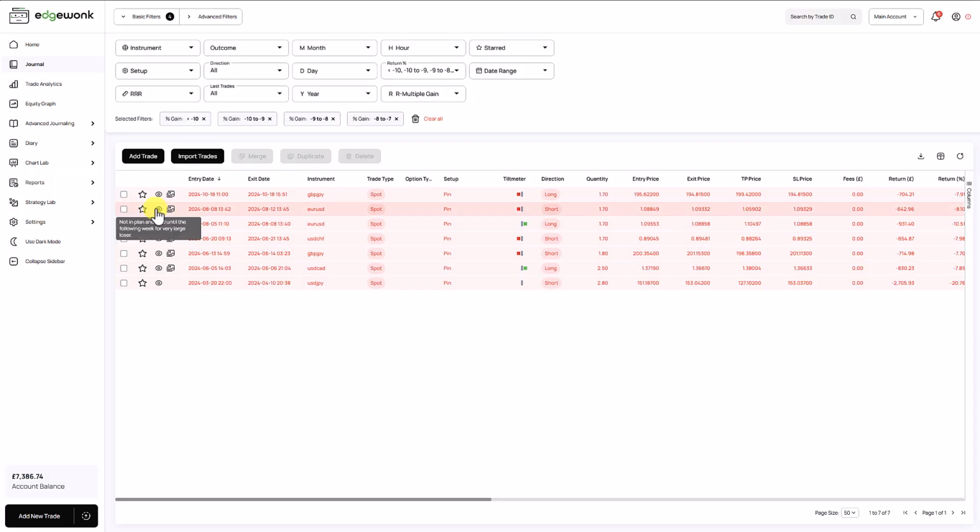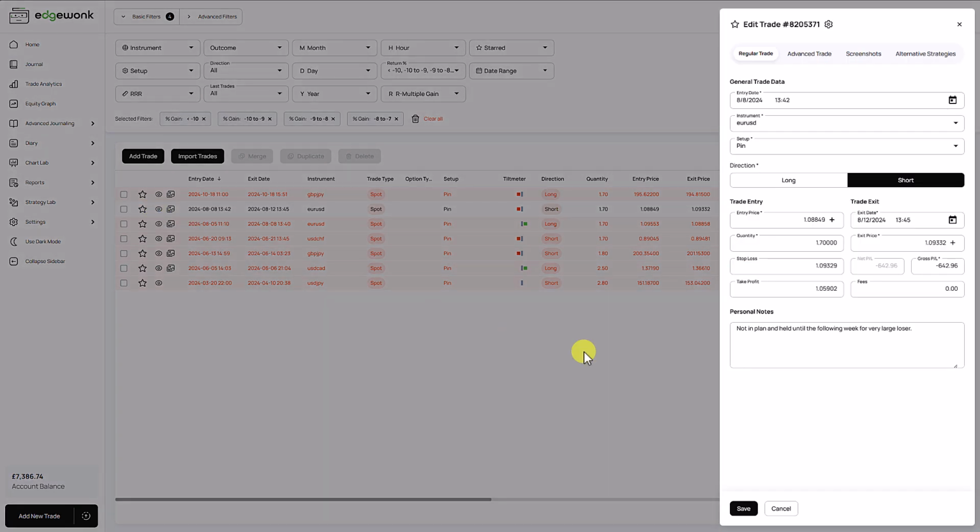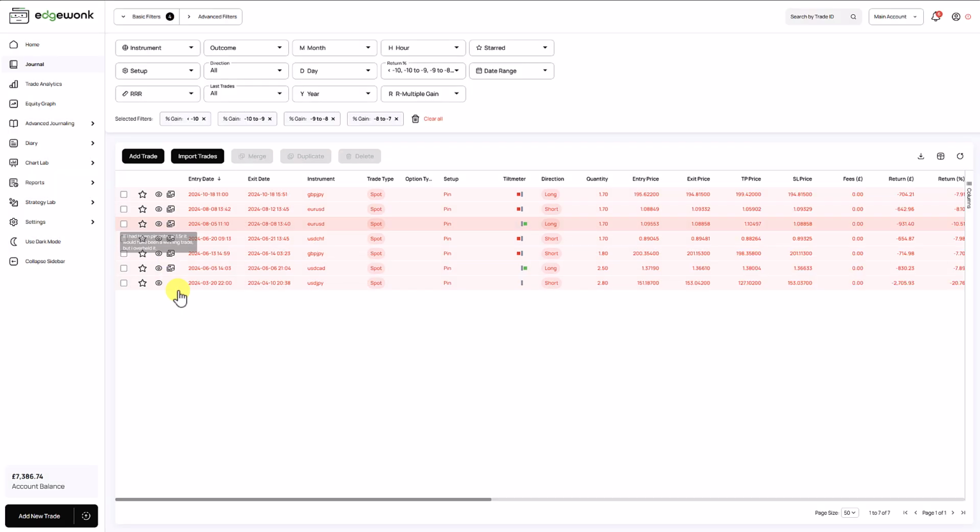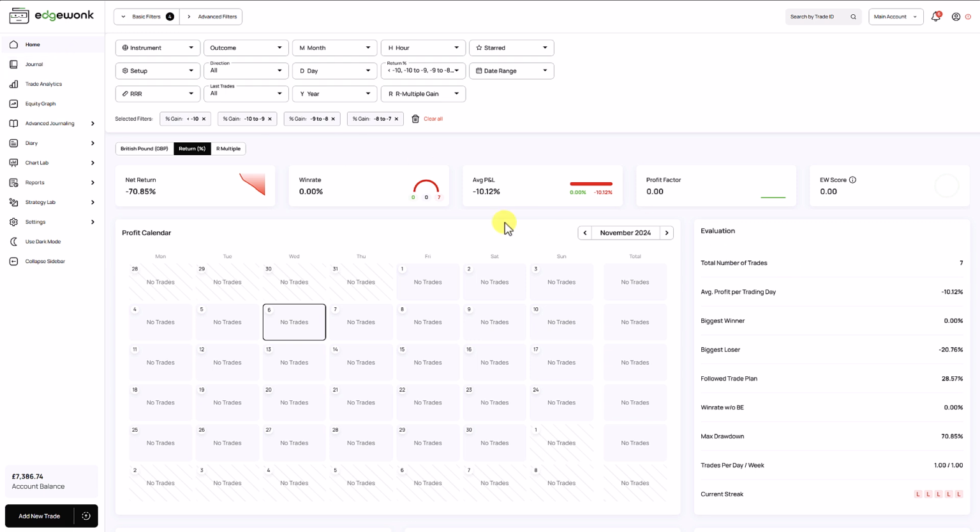We can open the second one here, and he wrote not in plan and held until the following week for a very large loss. So even if you have just very short notes in your trading journal, this will help you later in your review process significantly. As you can see, we only have a handful of trades here, but those make the difference between winning and losing trader. And what we see here in the Home tab, those 7 trades give you a net return of minus 70%. This is huge, and it's a huge finding for the trader.